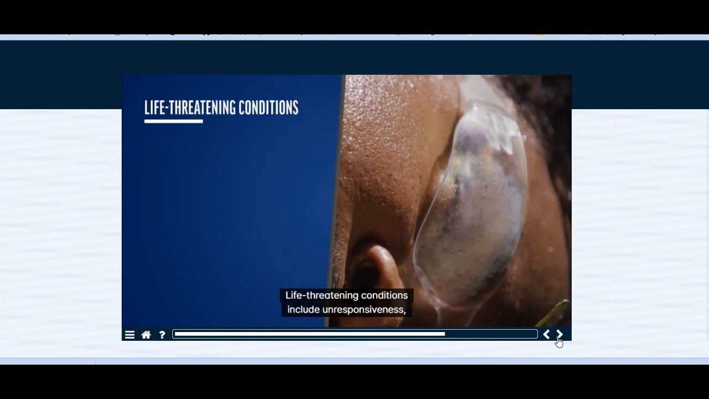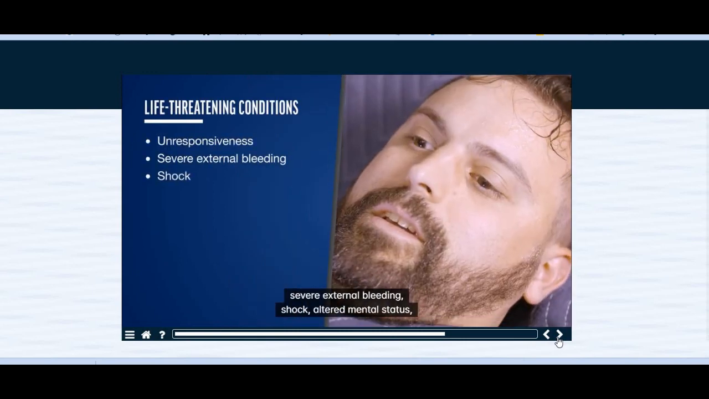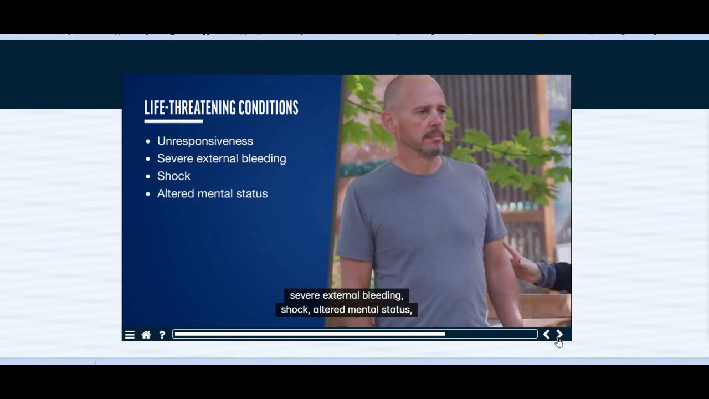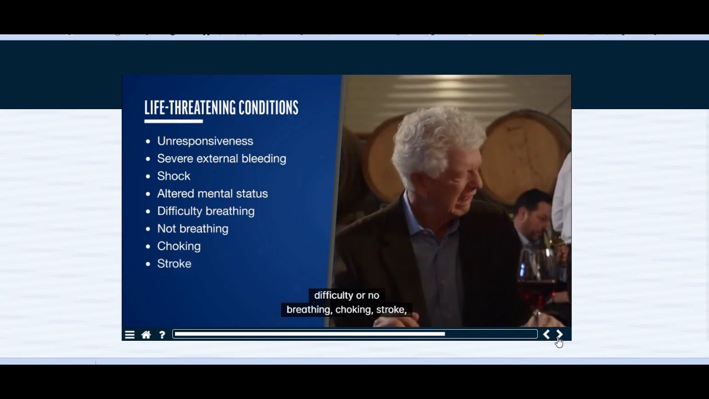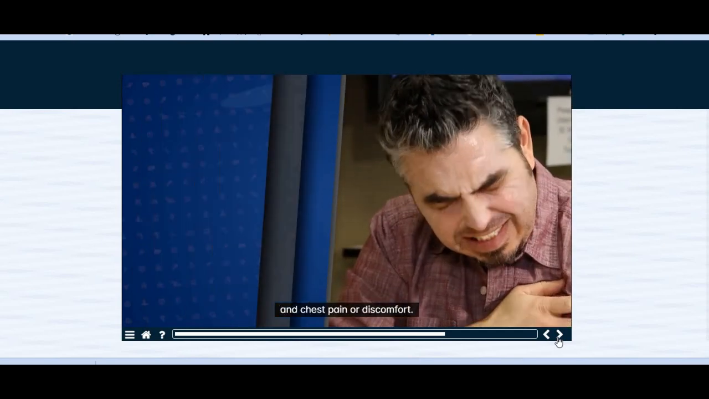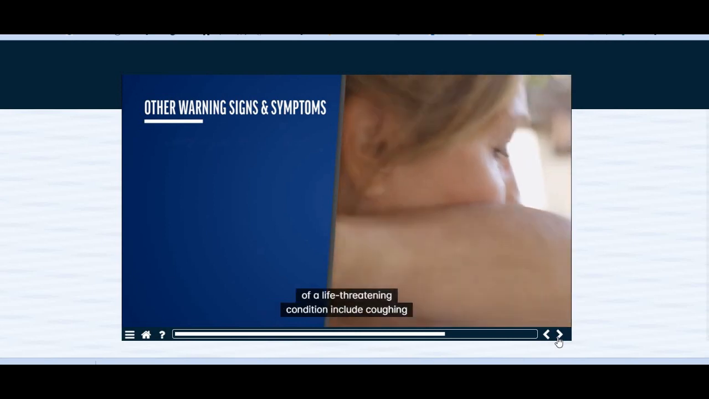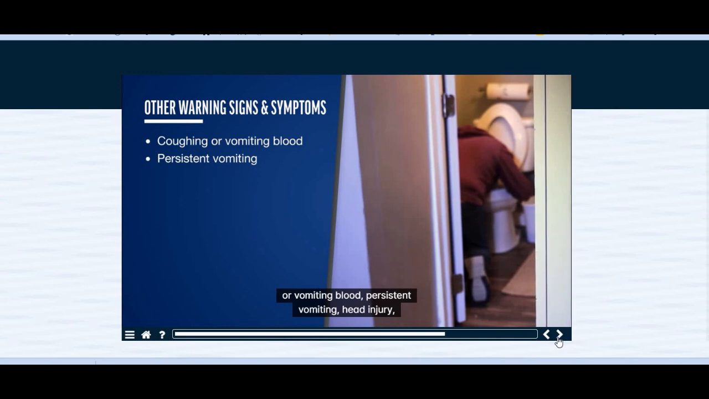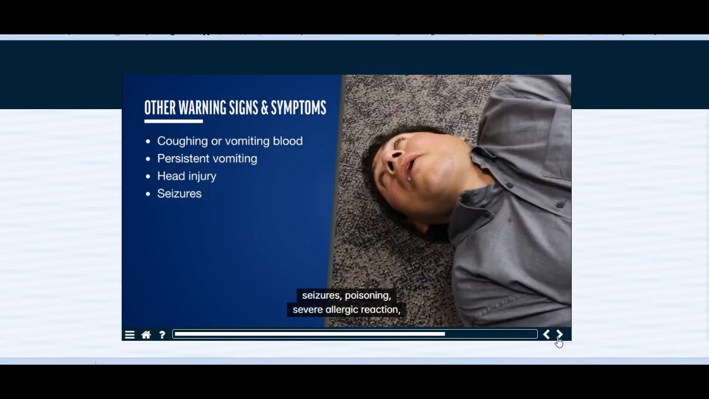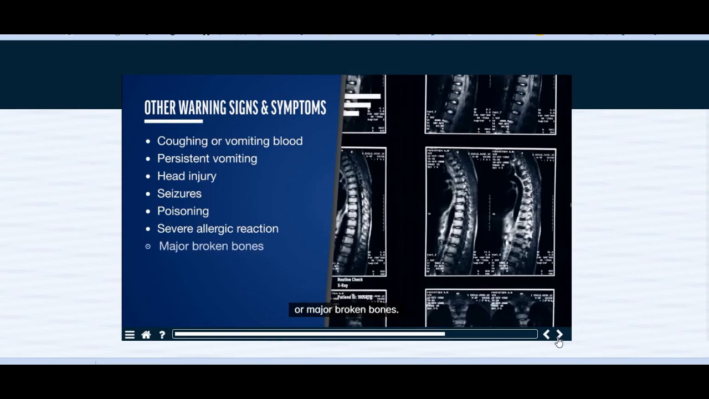Life-threatening conditions include unresponsiveness, severe external bleeding, shock, altered mental status, difficulty or no breathing, choking, stroke, and chest pain or discomfort. Other warning signs and symptoms of a life-threatening condition include coughing or vomiting blood, persistent vomiting, head injury, seizures, poisoning, severe allergic reaction, or major broken bones.